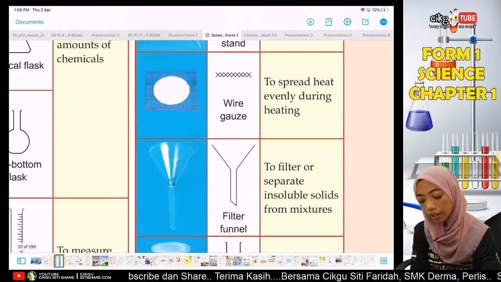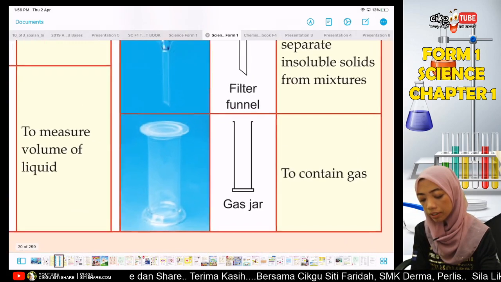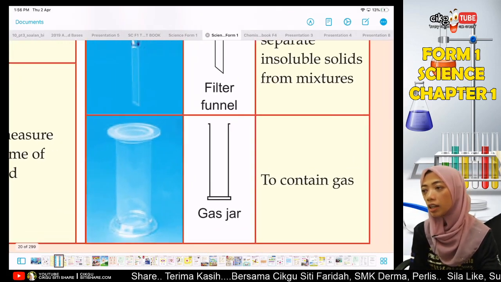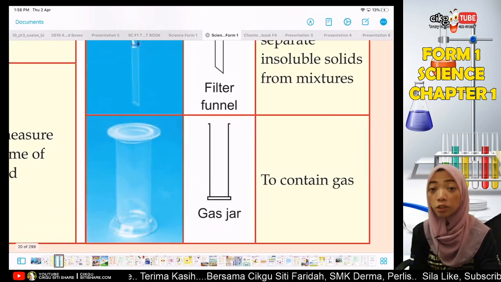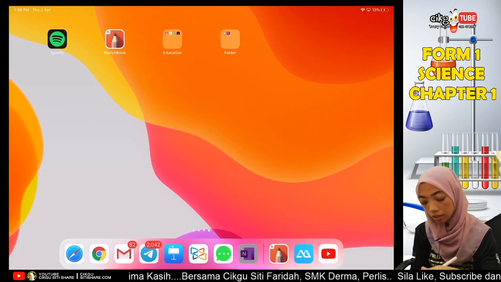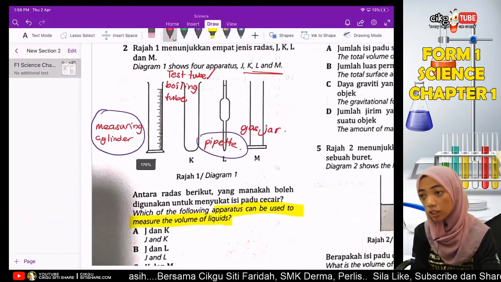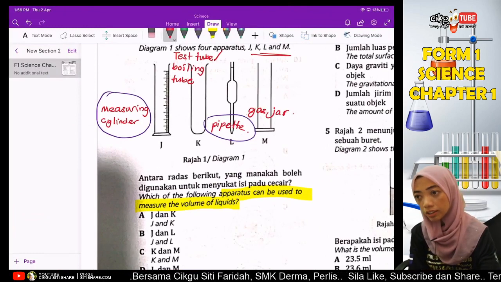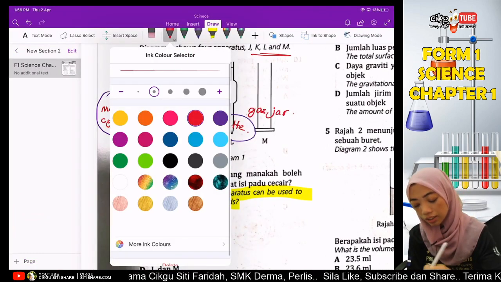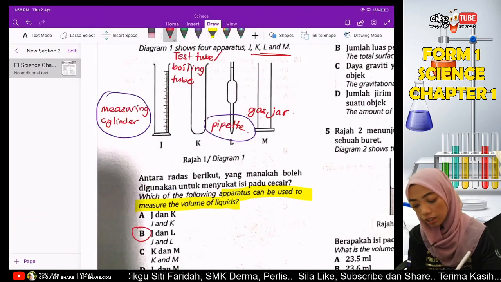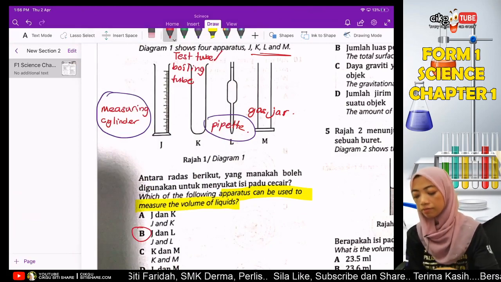And then from our question we have gas jar. This is the picture of gas jar. It is used to contain gas. So the answer is J and L.